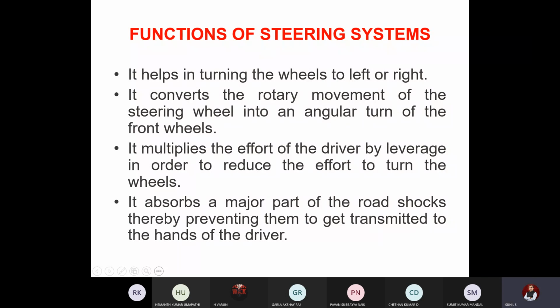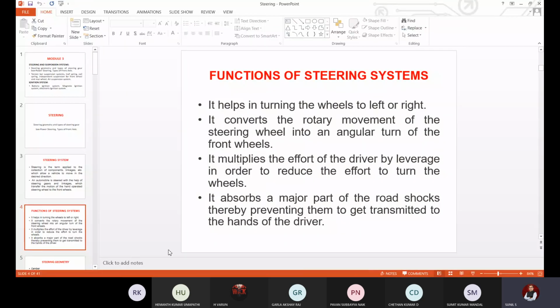One second, please. Okay, what are the main functions of a steering system? Somebody is trying to join. One second.